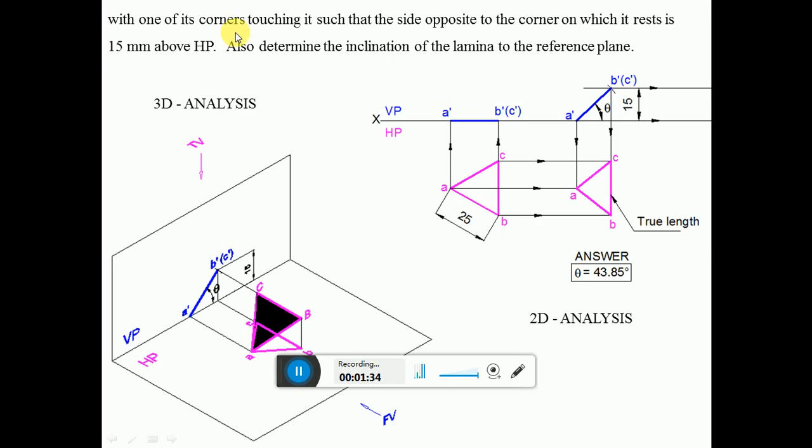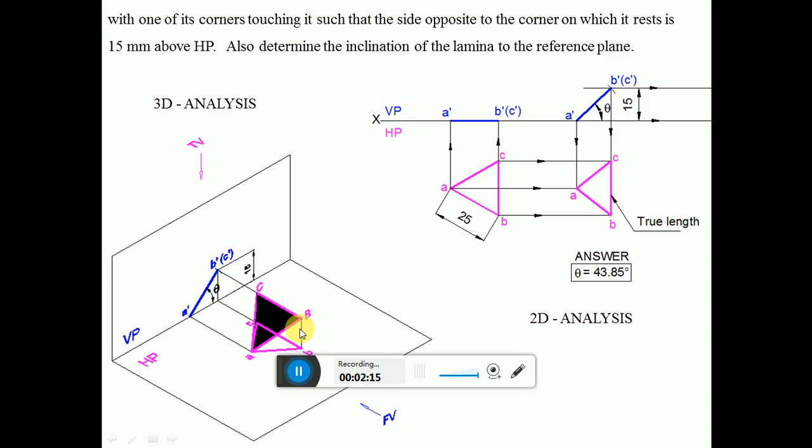With one of its corners touching it, it is touching HP. So the corner which is resting on HP is the one which we can see, such that the side opposite to the corner on which it rests is 15 mm above HP. The side opposite to this corner A, that is B and C, initially was on HP and is made 15 mm above HP. So we are tilting this triangular lamina by keeping one corner on the XY line, HP, and rotating till it becomes 15 mm above HP.